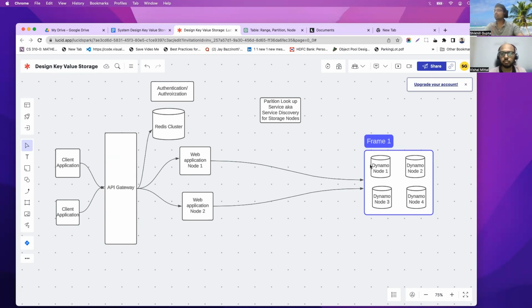So every node may have some range assigned. Let's say 1 to 25 will be handled by Dynamo node 1, 26 to 50 by node 2, 51 to 75 by node 3, and the 76 to 100 token range would be handled by node 4, right? But how does the web application get to know upfront that this range belongs to this node? That information the application does not have, right?